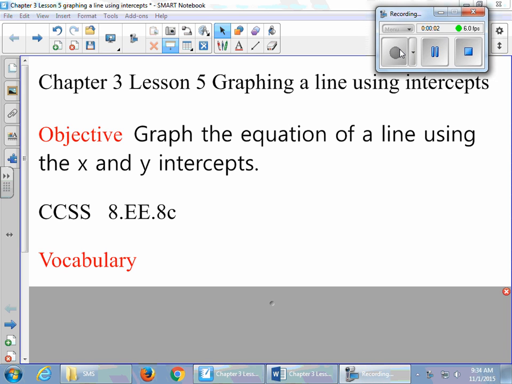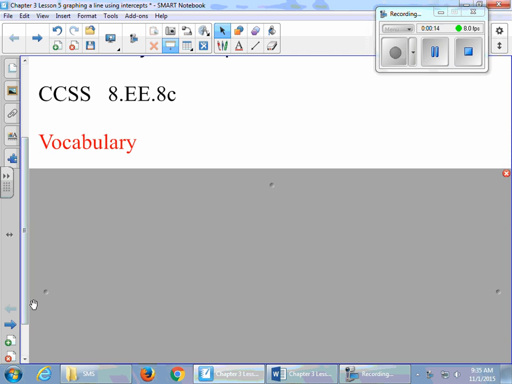Welcome to Chapter 3, Lesson 5, Graphing the Line Using Intercepts. Our learning target or objective for this lesson is to graph the equation of a line using the x and y intercepts. We have a couple of vocabulary words for this section.